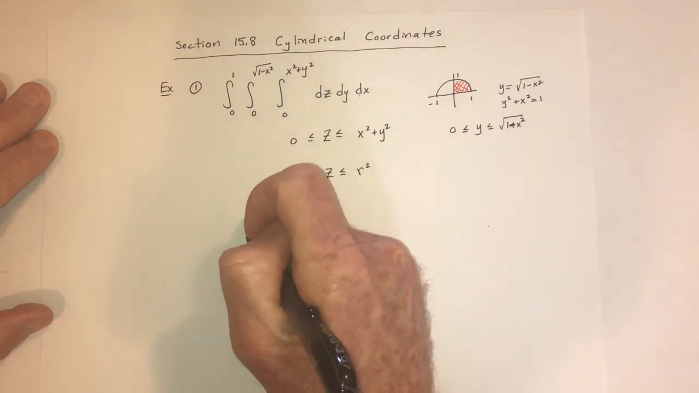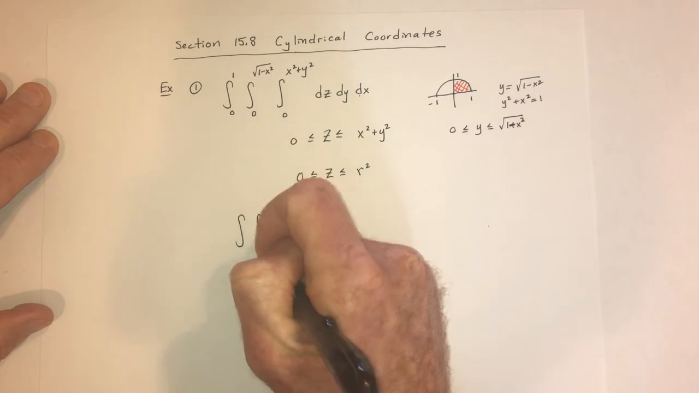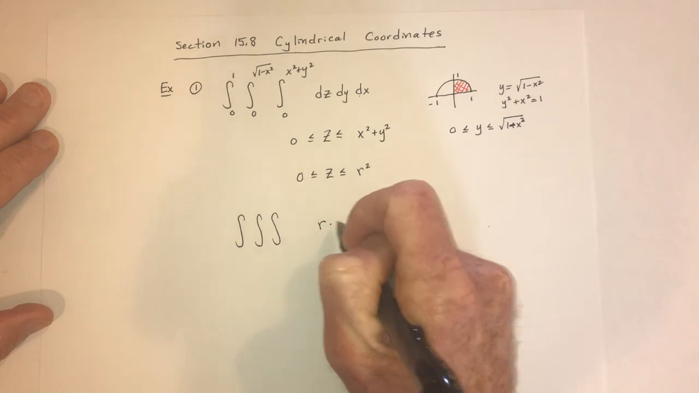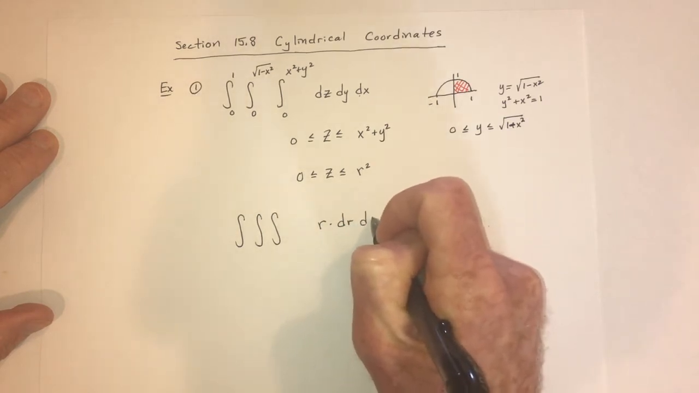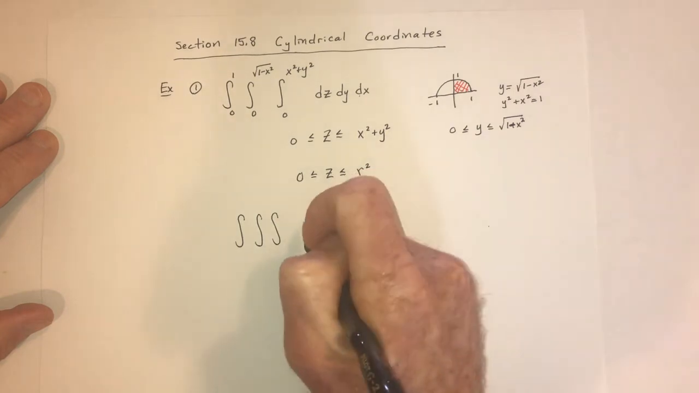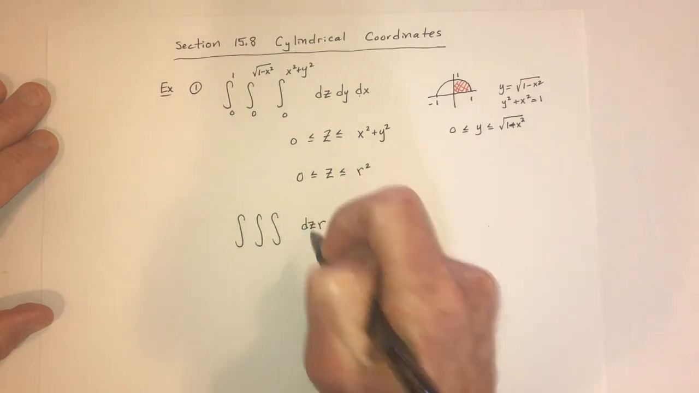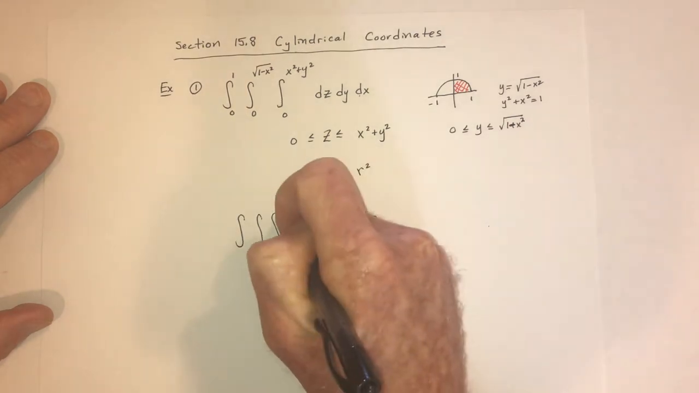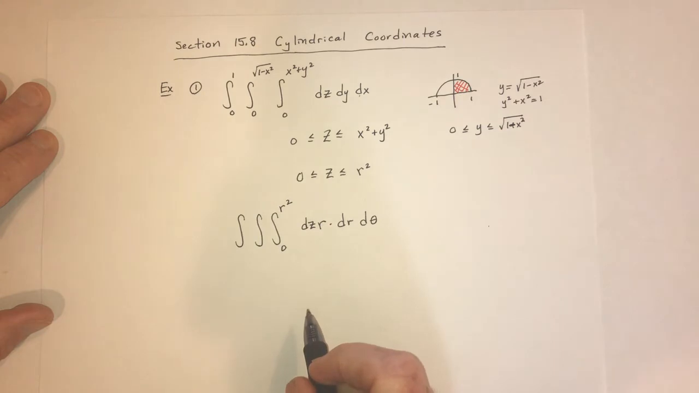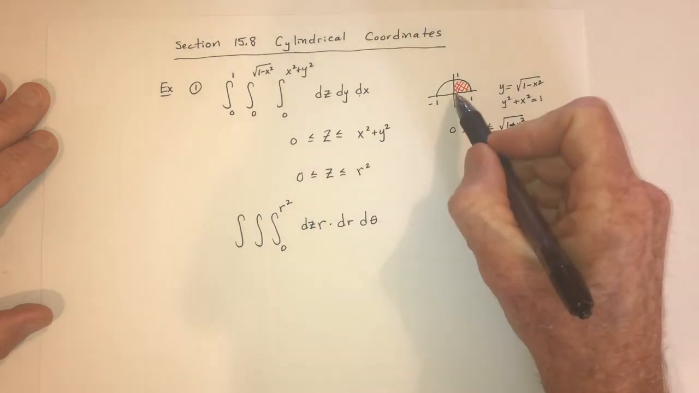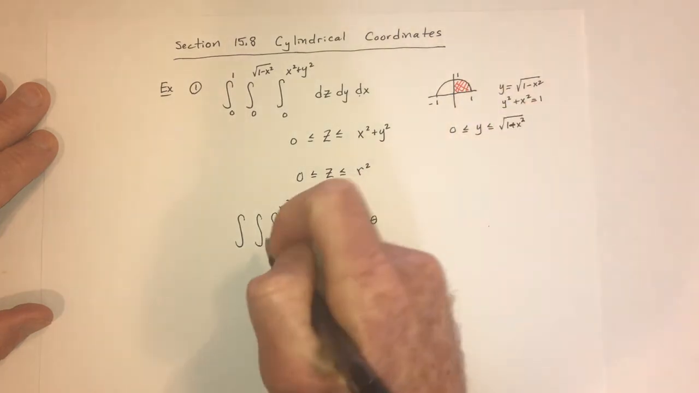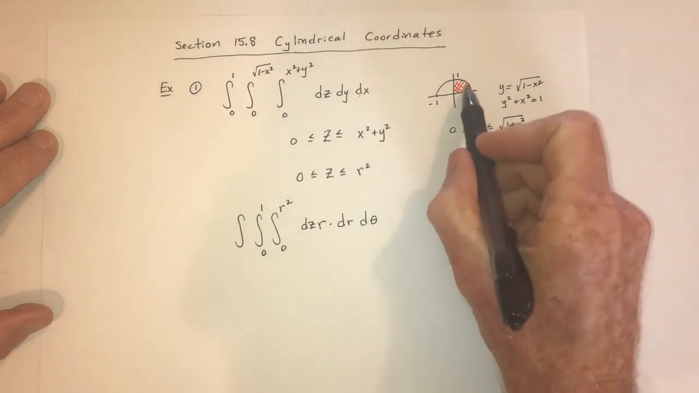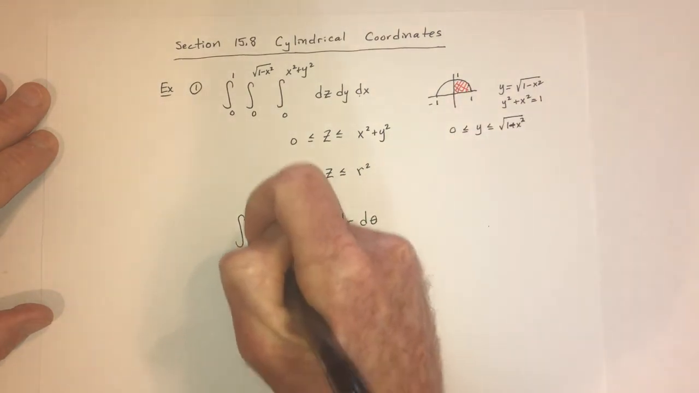Okay, so then change it to cylindrical coordinates. So it's still going to be a triple integral. Changing to polar means we're still going to have r times dr d theta. The only difference with cylindrical is we still have the z information. So the limits for z, 0 to r squared. And then for r, the radius would have to go from 0 out to 1. And last for the theta, because this is just a quarter of a circle, it goes from 0 to pi over 2.